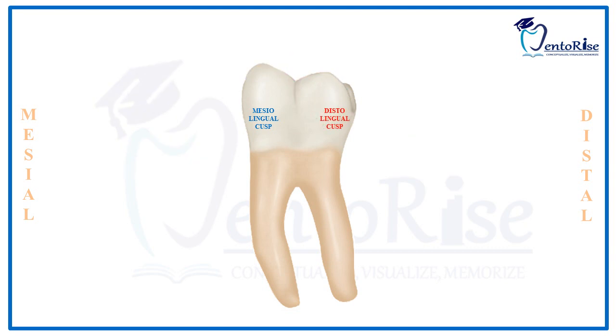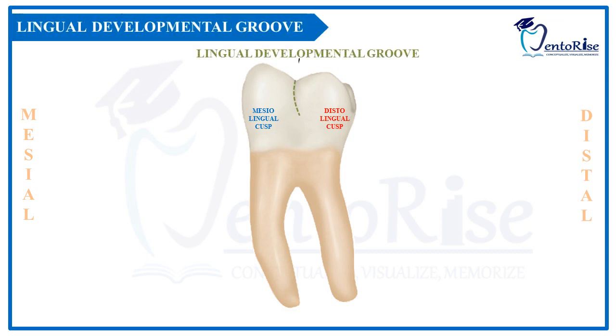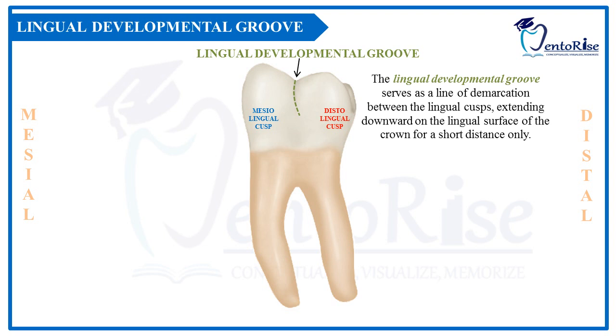Both the mesiolingual cusp and the distolingual cusp are separated by a lingual developmental groove, which serves as a line of demarcation between these cusps and extends downwards on the lingual surface of the crown only for a short distance, as you can see in the figure.